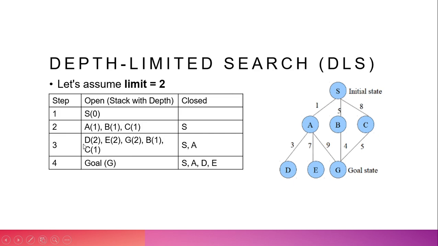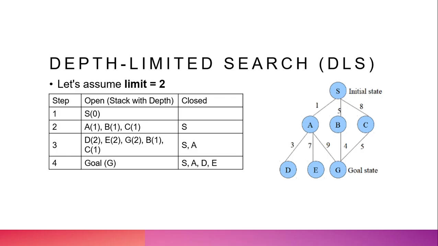Next we will check whether D is our goal node. D is not the goal node. We cannot move further. Similarly, we check whether E is our goal. E is not our goal node, and the limit is 2. We cannot move further, so E we can close. Then we can see directly our goal is G. So here the path will be S, A, D, E and G. That is how we can reach the goal.